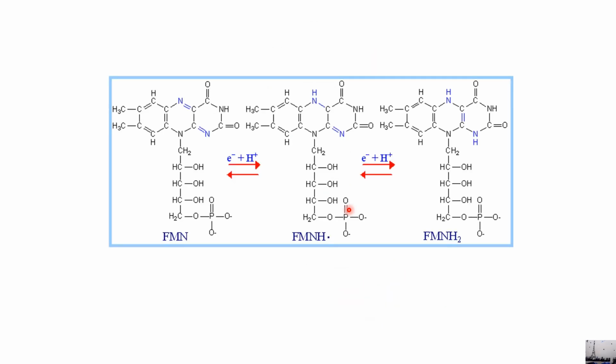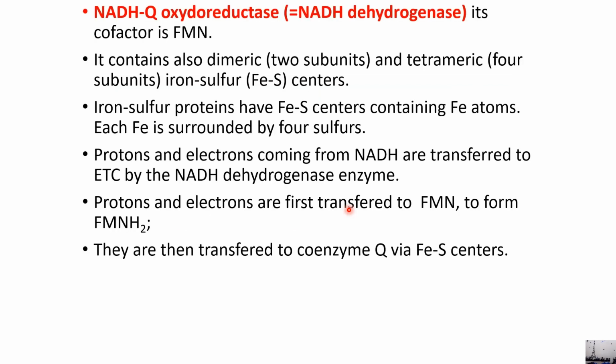So this is the structure of FMNH, FMN, FMNH2. Now what is the role of NADH-Q oxidoreductase or NADH dehydrogenase? Its cofactor is basically FMN, flavin mononucleotide. It also contains dimeric (2 subunits) and tetrameric (4 subunits) iron sulfur centers. Iron sulfur proteins have iron sulfur centers containing iron atoms. Each iron atom is surrounded by 4 sulfurs.